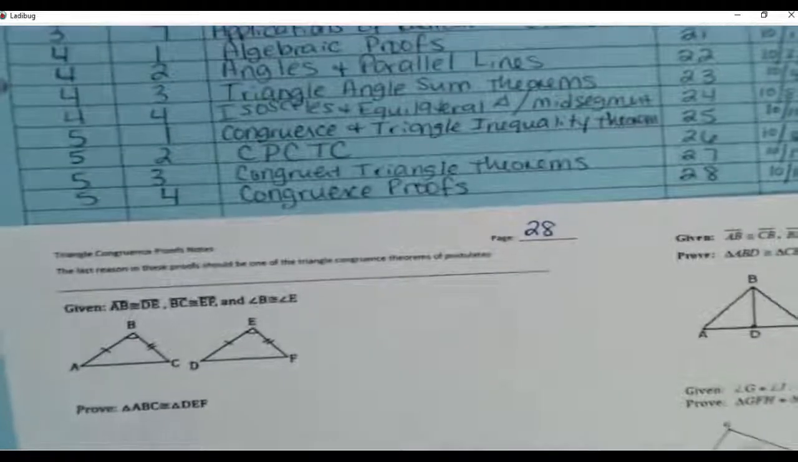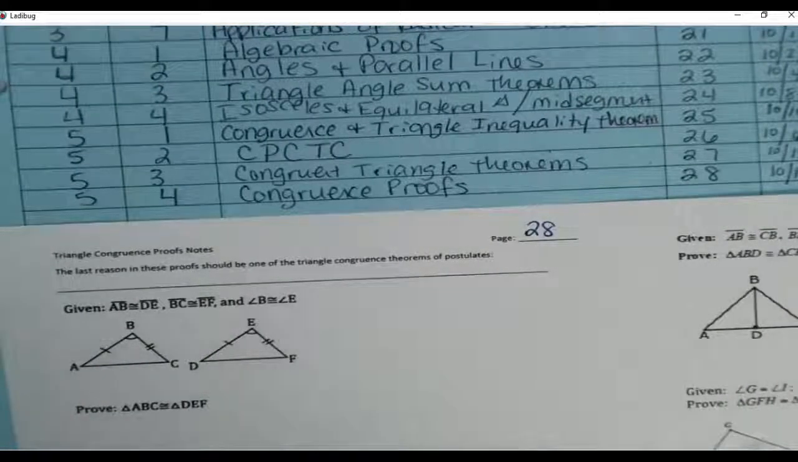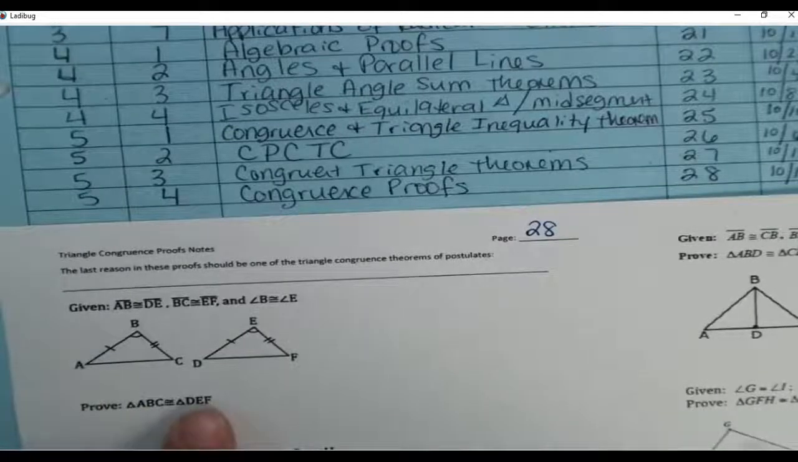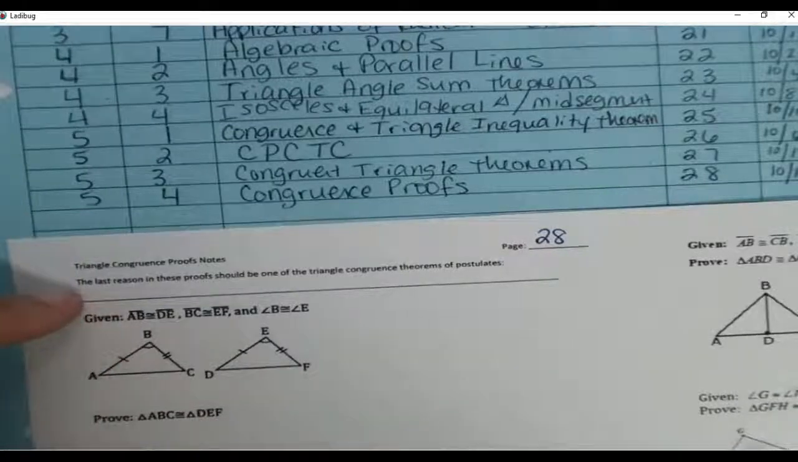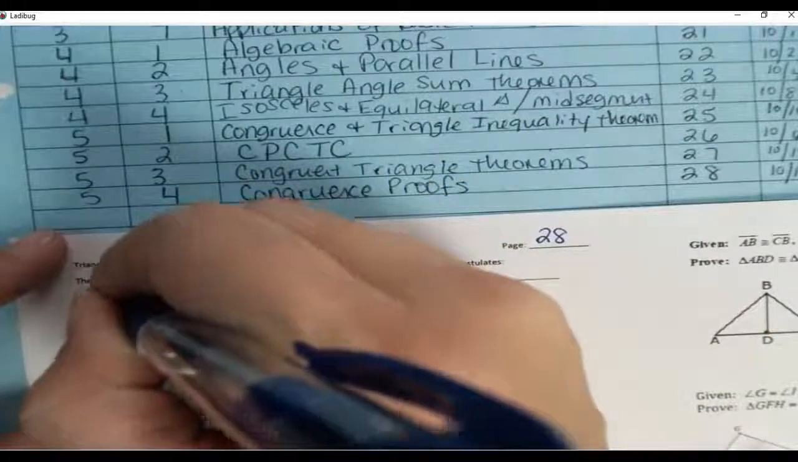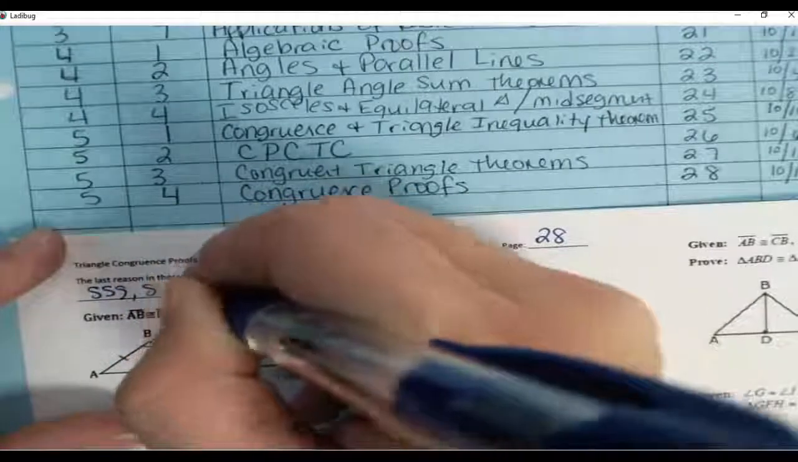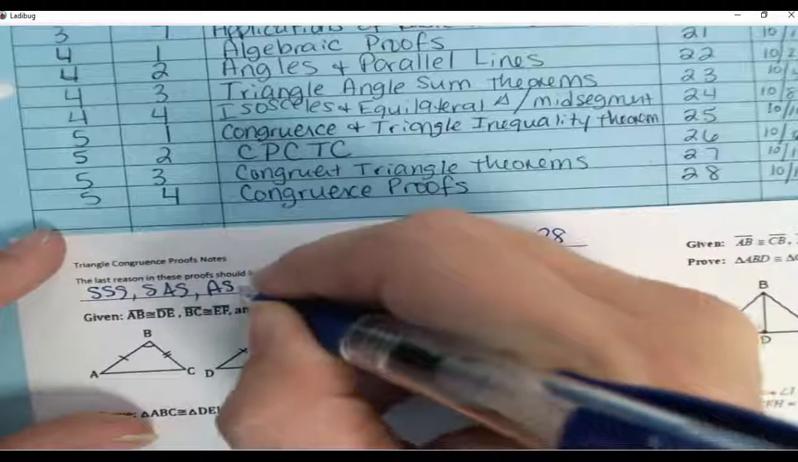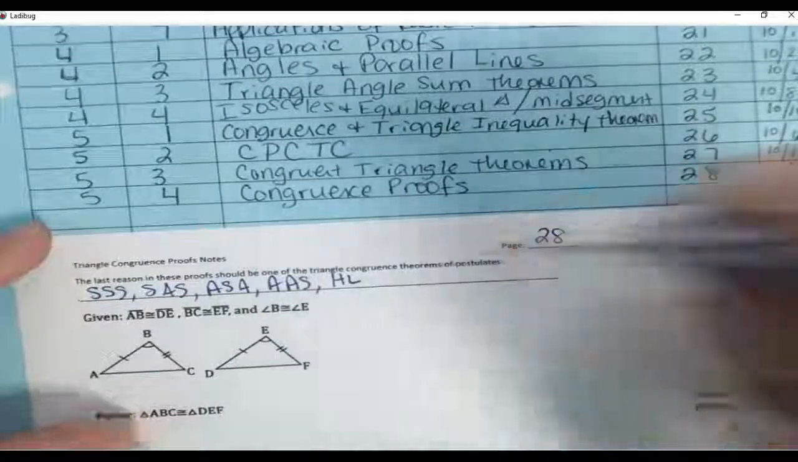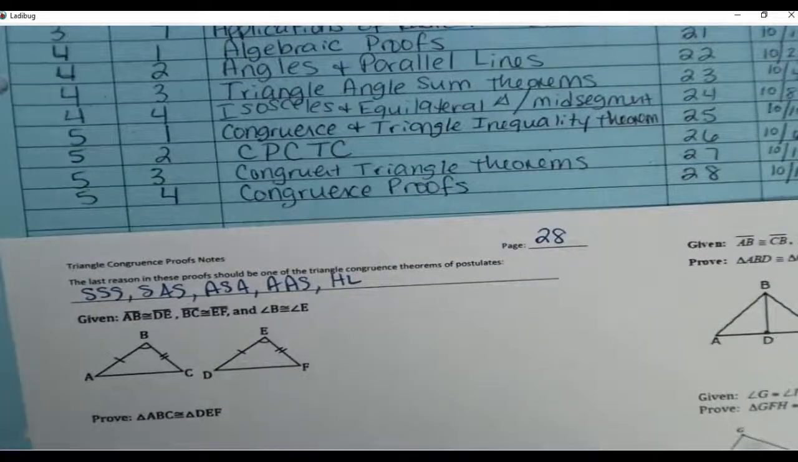So you're always going to start with the given, just like our algebra proofs, and then we're going to do what we got to do, and then our last line, of course, should be our proof, but our reason for that is going to be one of our 5 from yesterday. So it's either going to be side, side, side, side, angle, side, angle, side, angle, angle, angle, side, or hypotenuse, leg. Okay, and that is going to be our last reason.